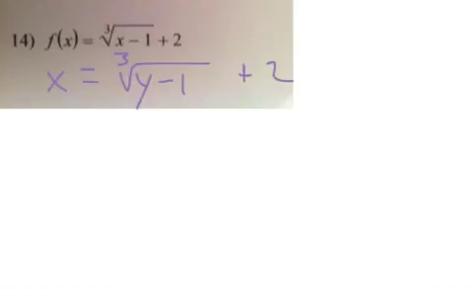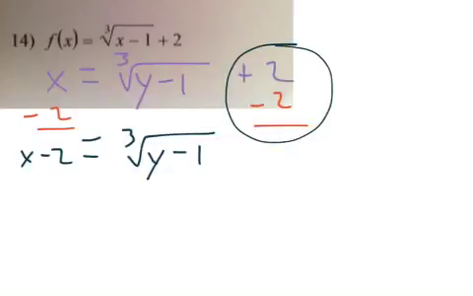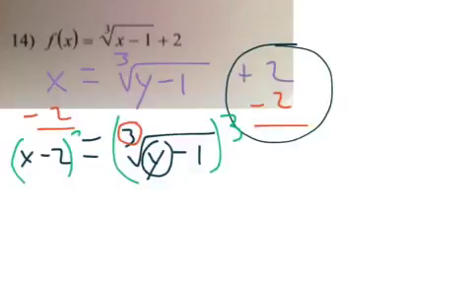Solving for y, first thing I'm going to do is minus 2 both sides. So now I have x minus 2 equal to the cube root of y minus 1. All I did, in other words, was get rid of that plus 2 to start with. Now I still have y here, but there's a cube root on it, right? So how do we get rid of a cube root? We are going to do a cube, or 3 power, on it.